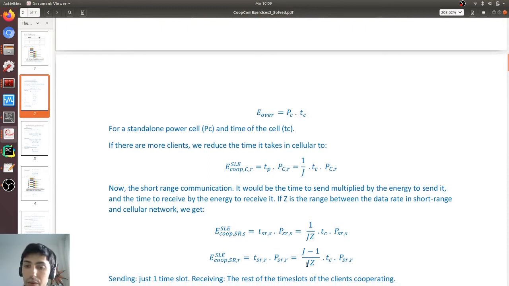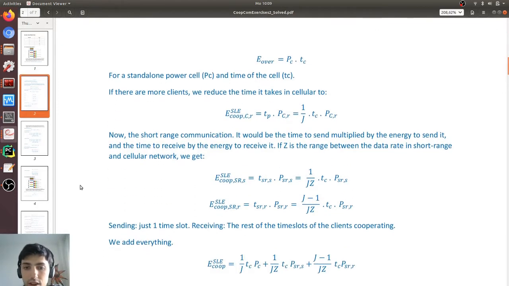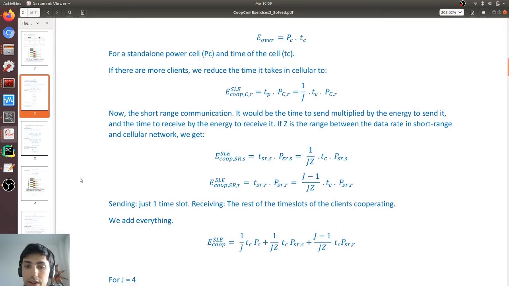So we also have the Z because the short range communication is faster than the cellular communication, and then we have J because we are only receiving a part of this whole data file. But this time we are receiving only from J minus 1 users. And what we do is just add everything.